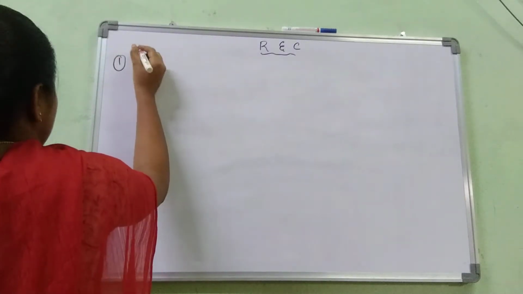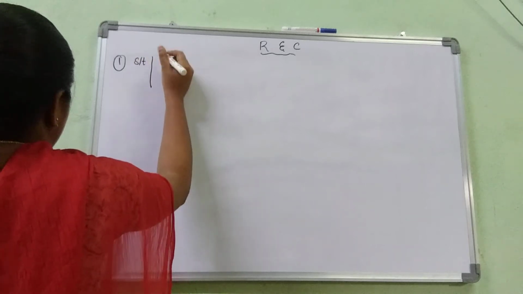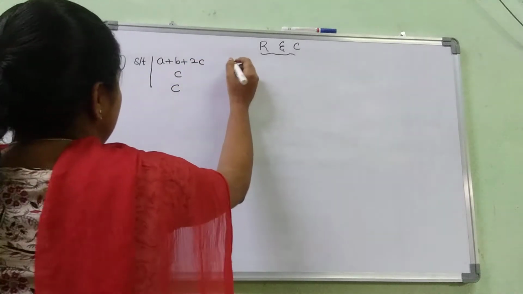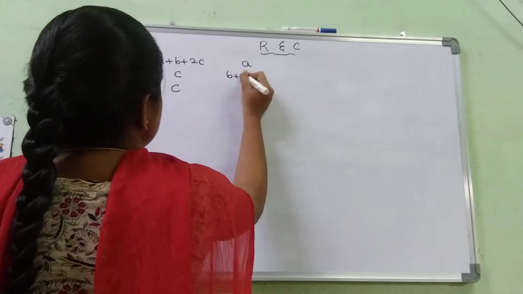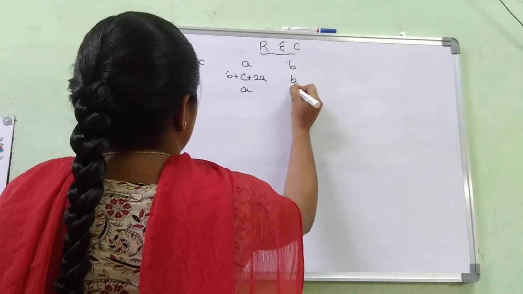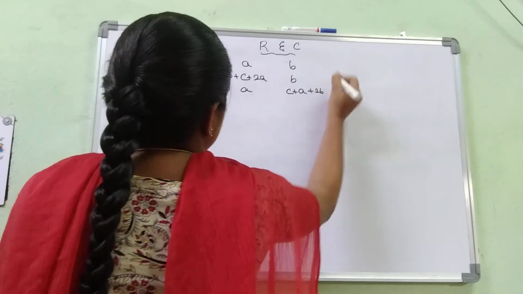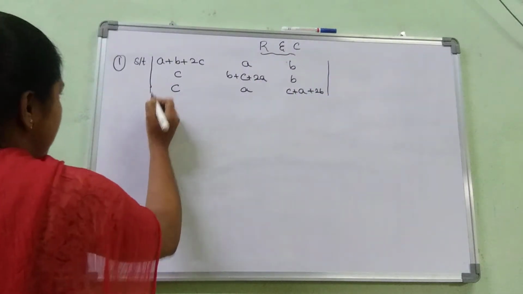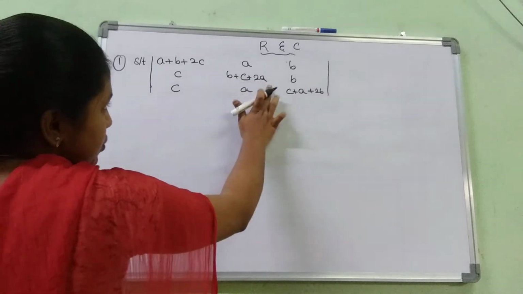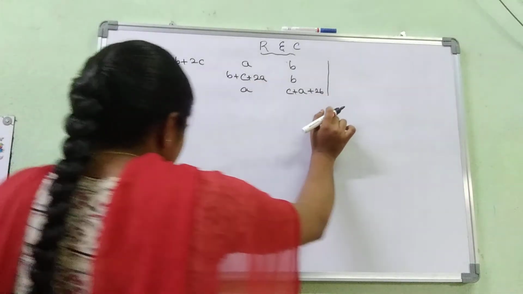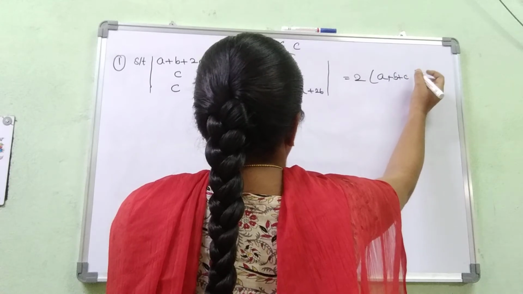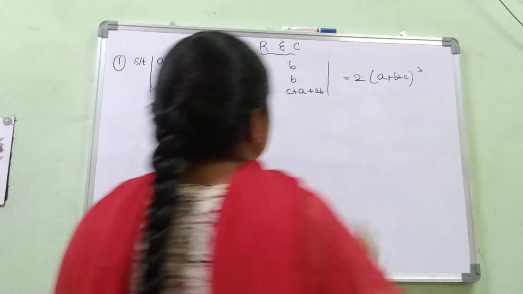So today's first question is, show that the determinant of a plus b plus 2c, a, b, c; a, b plus c plus 2a, b, c; a, b, c plus a plus 2b, is equal to 2 into a plus b plus c whole cube. Okay, so that is the question.